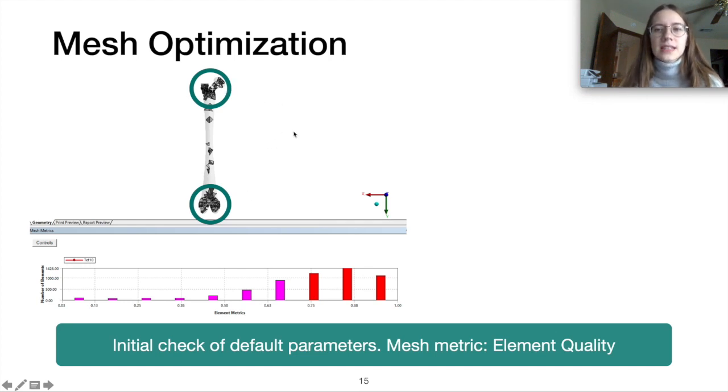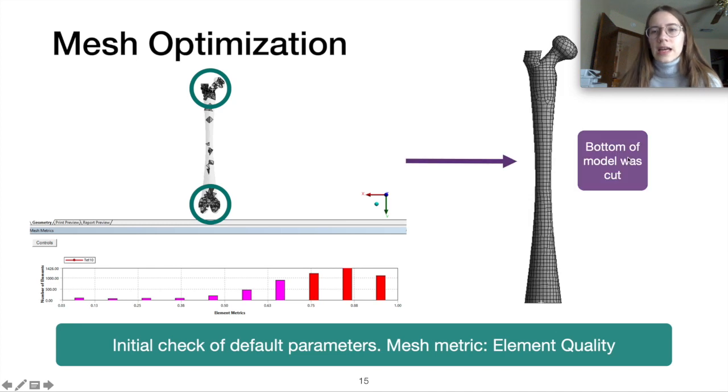Because of this, I decided to simplify it a little further, and I cut off the bottom of the femur because this wasn't really helping us, right? We're going to have our supports near the bottom, and we're really interested in what happens in the neck and the head over here. So I just cut that off to at least eliminate some of the elements and clean it up a little bit.